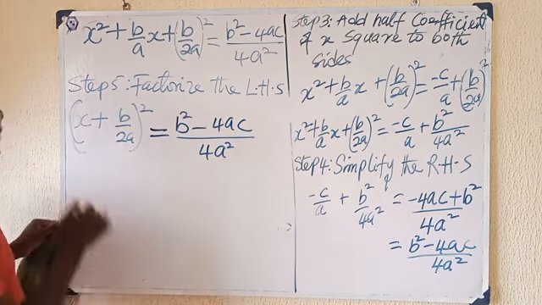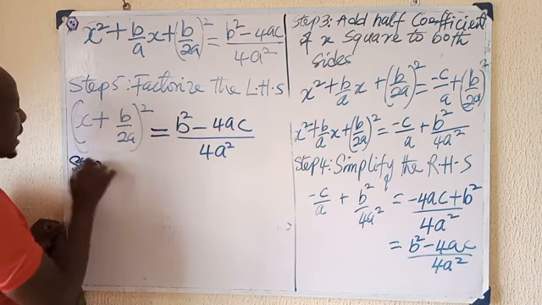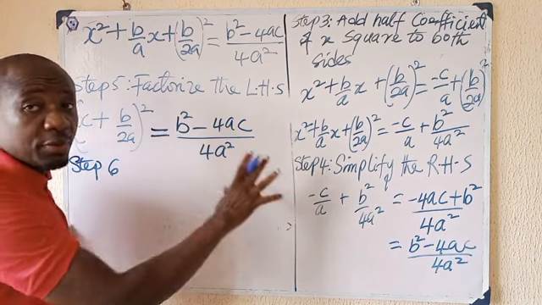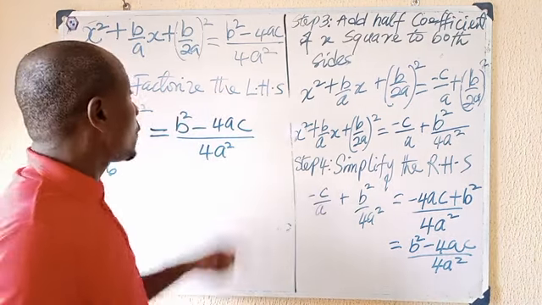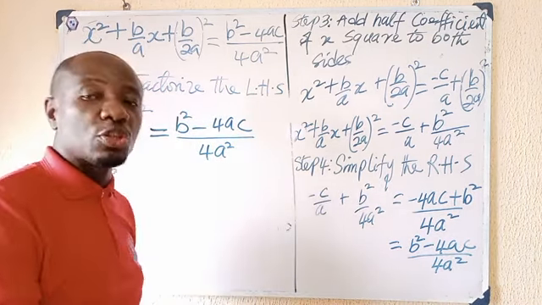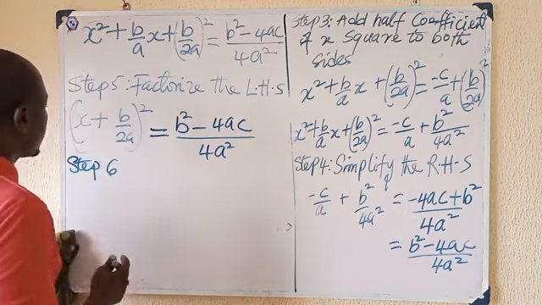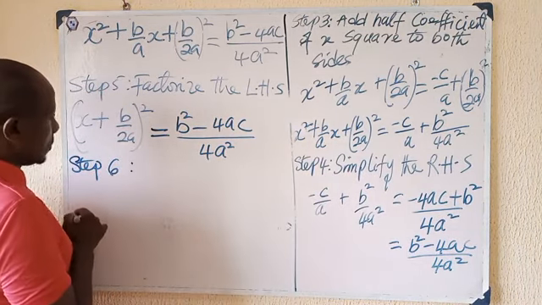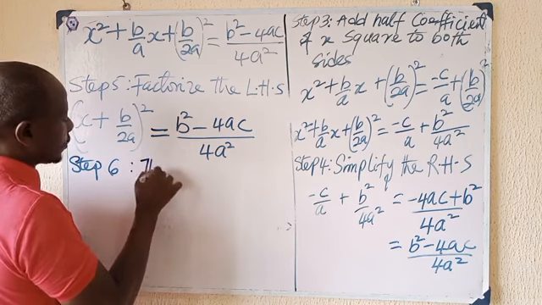So the next thing we are going to do is step 6. We're a bit close to the answer. Don't worry about this particular step. It looks complex because we are dealing with a, b, and c. When I change it with numbers, you will see the difference. Okay? Now, take the square root of both sides.